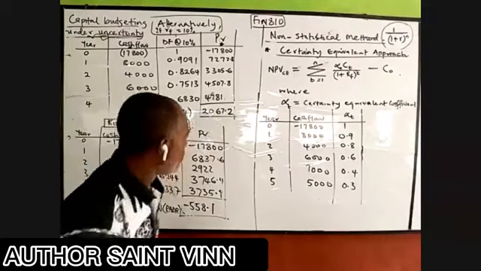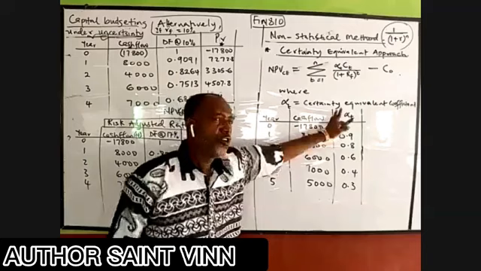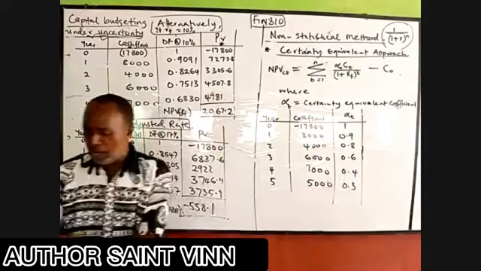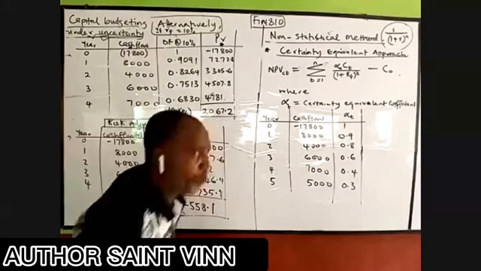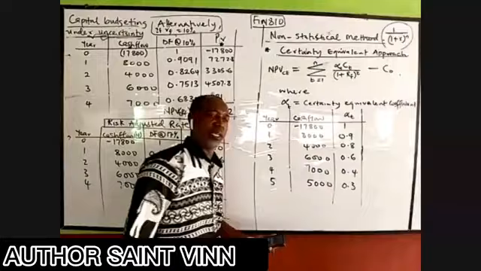Please, how did you get 0.9, 0.6? It's given. That was why I read it in the question: cash flow estimate and certainty equivalent coefficient.